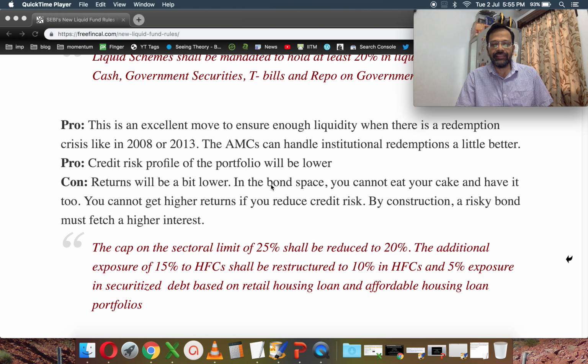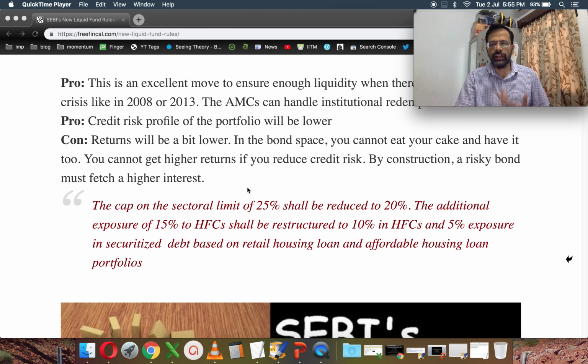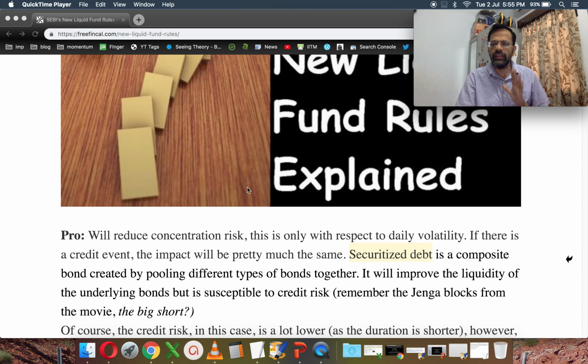So now there is a sectoral limit of 25%, 20% now, and I think this is not just for liquid funds. I think it is for all funds, if I'm not wrong, from what I read in the proposal. The housing finance bonds shall be restricted to 10% exposure, and per institution it will only be 5% overall in the portfolio. And this is a good rule because it will reduce concentration risk to some extent.